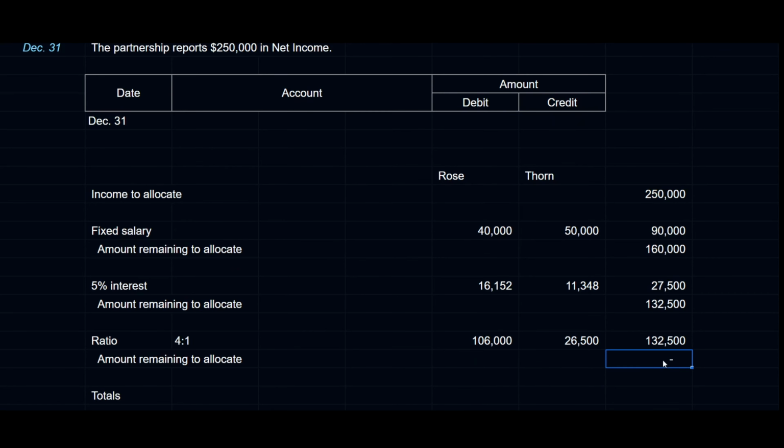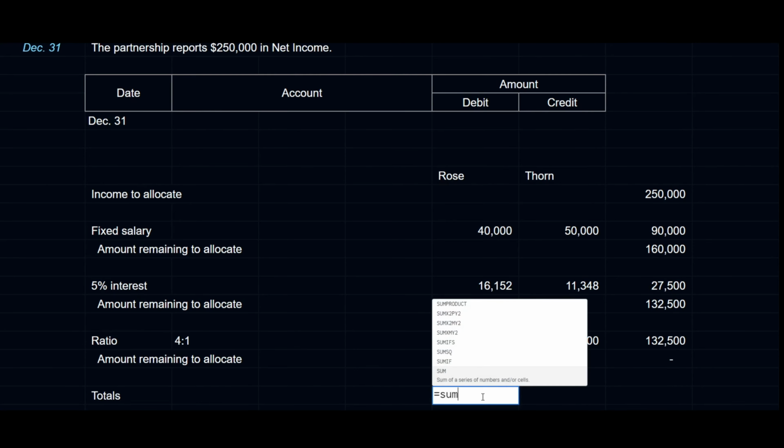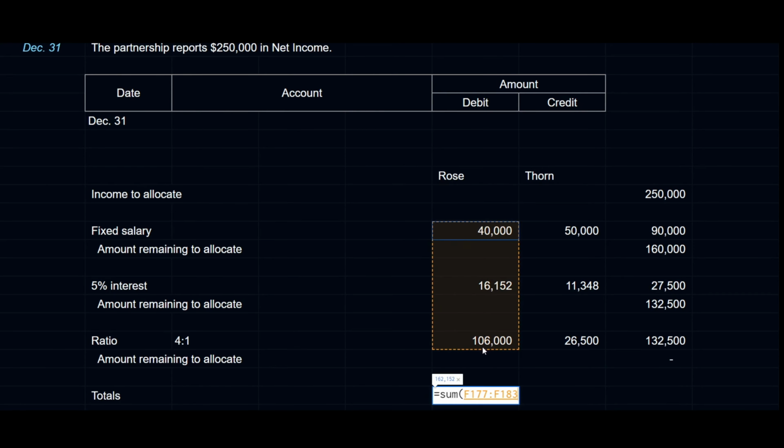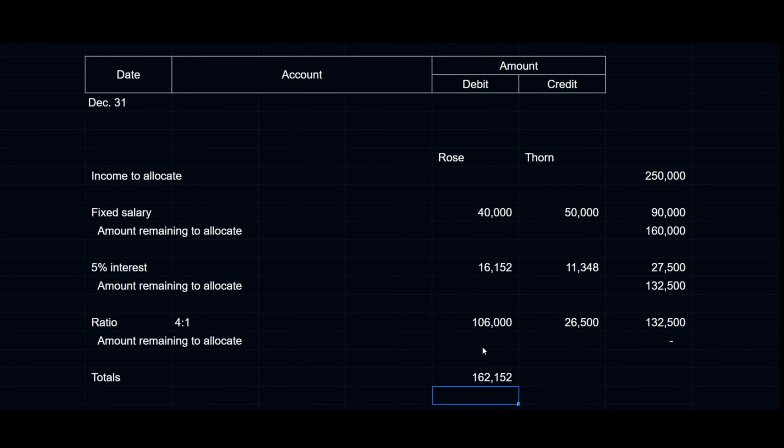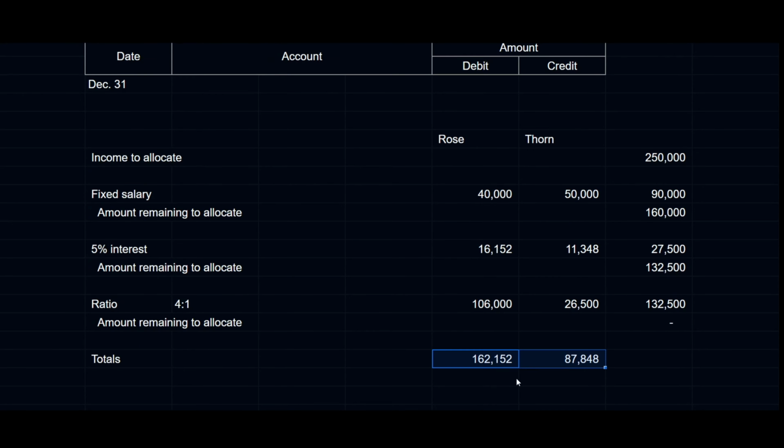And here we can see there's nothing left to allocate. If we were to total each partner's column, we could see of the $250,000, Rose is getting $162,152, and the remainder goes to Thorn. The total amounts still equal $250,000. So now we can go back and record the entry, a debit to income summary for $250,000, and we credit each partner's capital account.